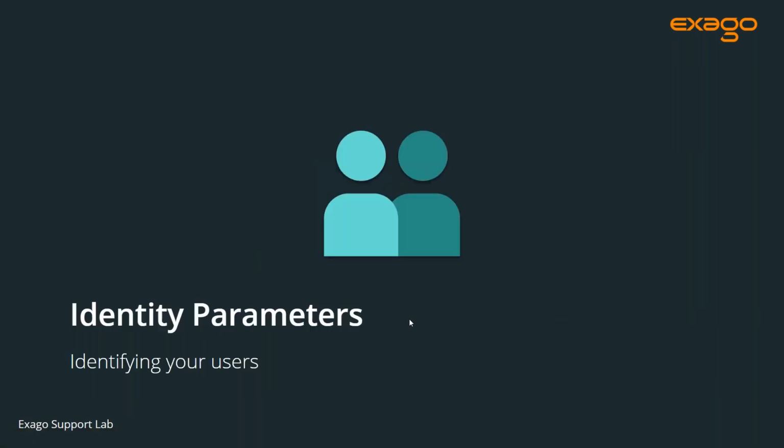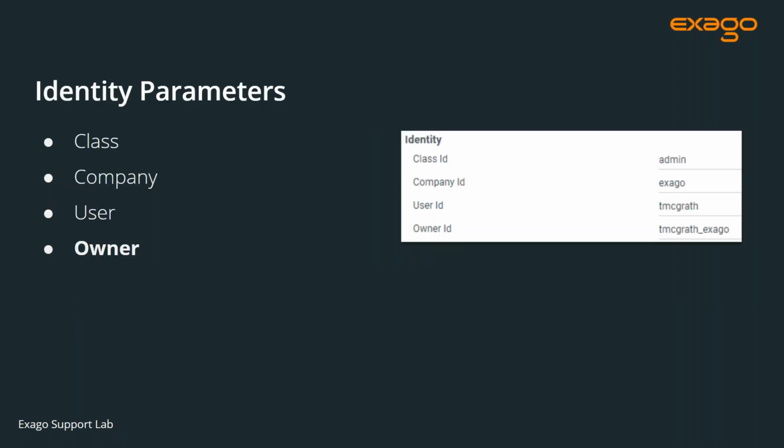All right, so identity parameters. In past versions of Exago, you would identify a user with something we called parameters, and you could pass in any number of parameters, but we always specified a user ID and a company ID. Now, those placeholders for values are still valid, but we have some explicitly defined identities.